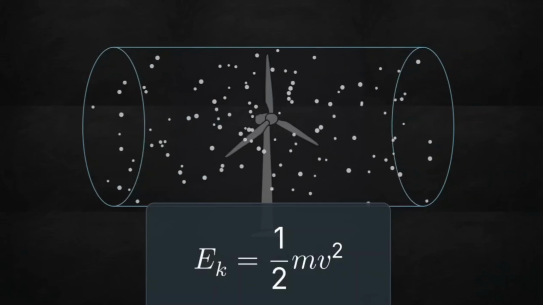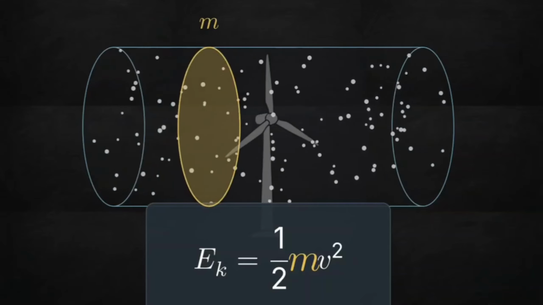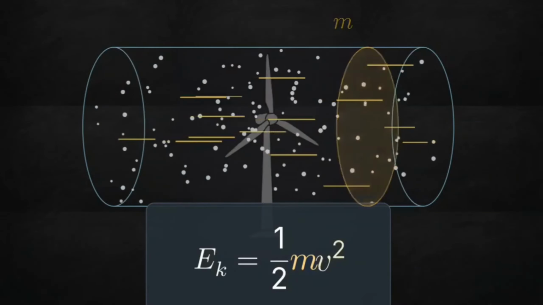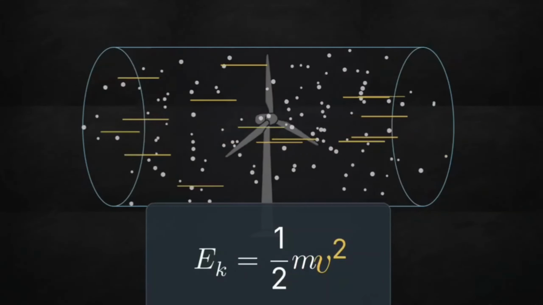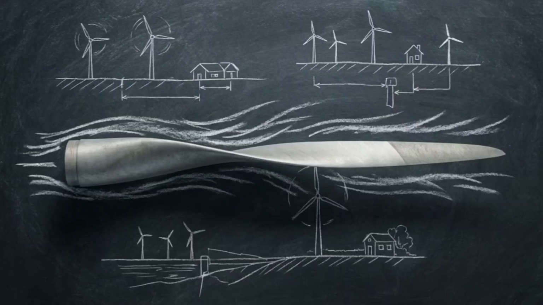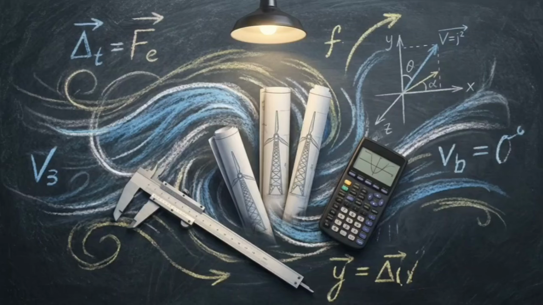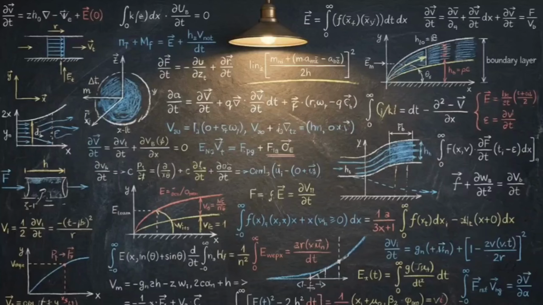The available power within it is defined by the kinetic energy equation for wind, which relies on the mass of the air passing through and the square of its velocity. Converting that kinetic energy requires placing a mechanical boundary directly in the path of the fluid. Before we can engineer the physical machine, we must calculate the absolute mathematical ceiling of the energy available within the fluid itself.